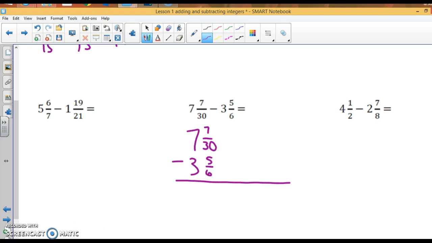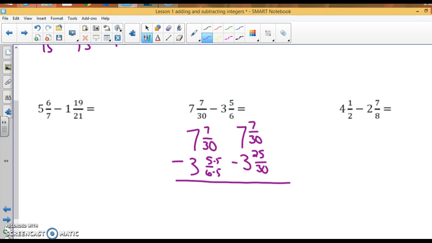Again, I need to find a common denominator. So, the common denominator for 30 and 6 will be 30. So the top fraction, 7 and 7/30, I'm not going to touch. Minus 3 and... What do I need to multiply 6 by to make it 30? I need to multiply by 5, so 25/30.